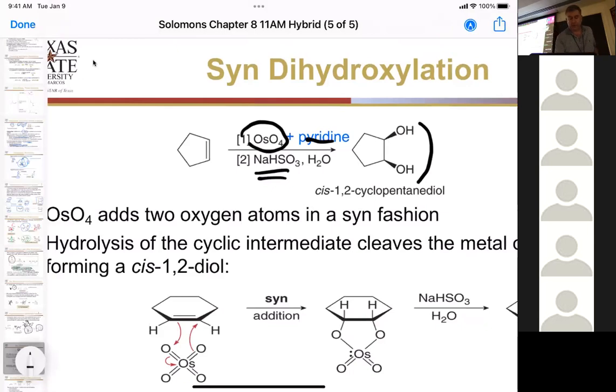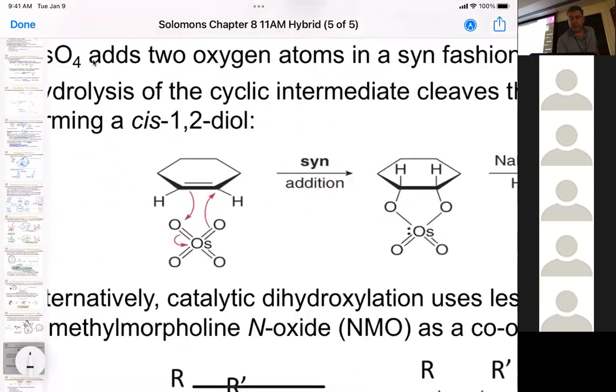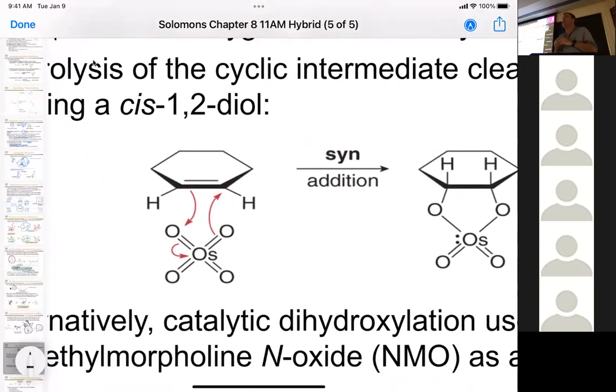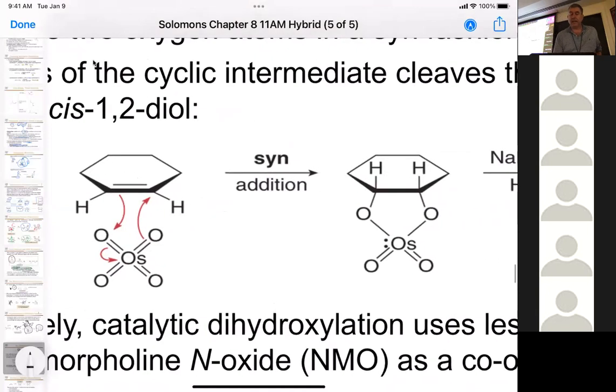Okay. But why? The whole reason you get a cis diol is the first thing you do is you create this osmium ester. So it's an osmonate. Okay. And the way it does that is it kind of adds across the double bond.